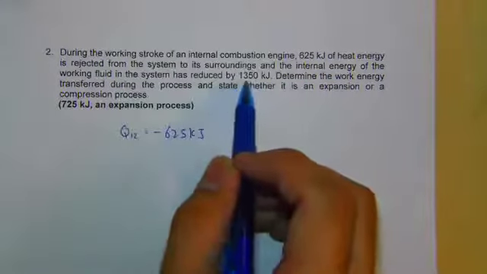For part A, if no work energy is transferred during the process, so work is zero, determine the change in internal energy and state whether it is an increase or decrease. If no work, we use our first law. U2 minus U1 will be equal to 280 minus 0, so it is 280 kilojoule. U2 minus U1 is positive 280 kilojoule, meaning the final is greater than the initial. Therefore there is an increase in internal energy.